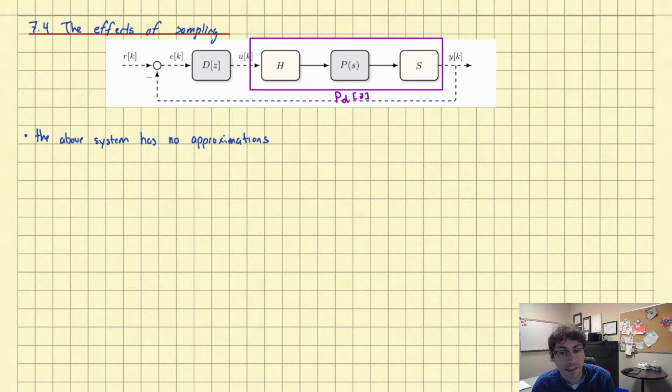What we're doing in reality here is we're just looking at the evolution of the sampled data system, but we're only looking at the sample periods. We are ignoring the behavior between the samples.